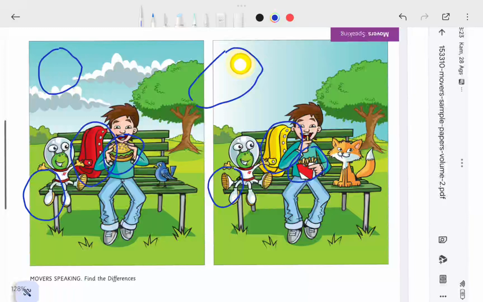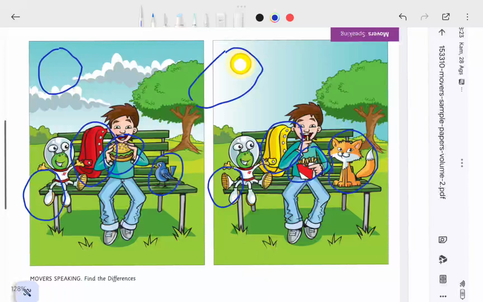Yeah, and then in picture 1, the animal on the right boy is a bird. And then in picture 2, the animal on the right boy is a fox. Yes, it's a fox.